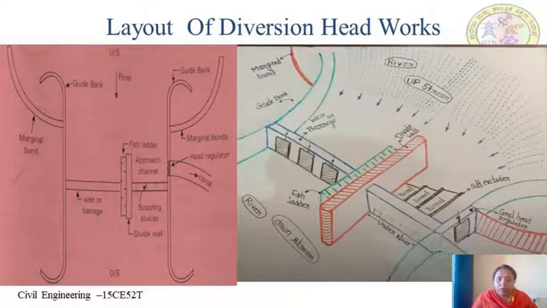The top width of the divide wall is about 1.5 to 2.5 meters. The divide wall extends on the upstream side up to a distance a little beyond the beginning of the canal head regulator, and on the downstream side up to the end of loose protection.